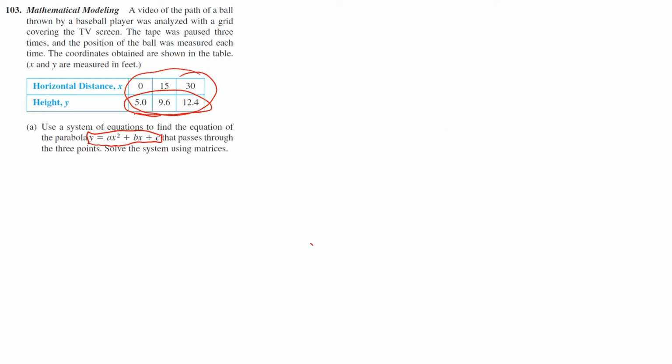But let's take a look at this problem. We're going to set up our system by plugging in your y values and plugging in your x values. So y is 5.0, so I'll just put 5. And then it's a times 0 squared plus b times 0 plus c. Now that will simplify to end up being 5 equals c.